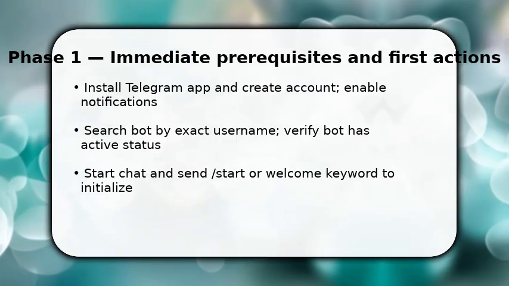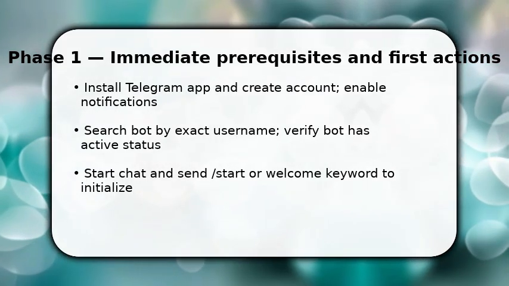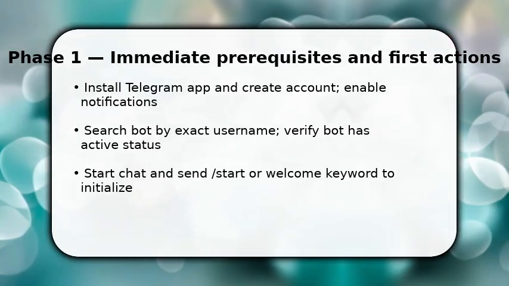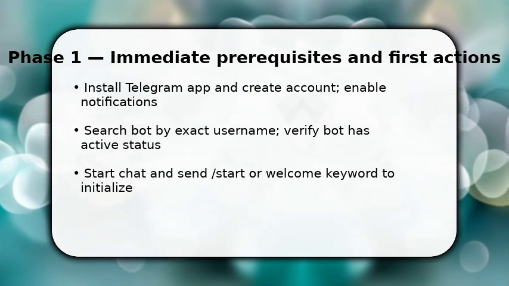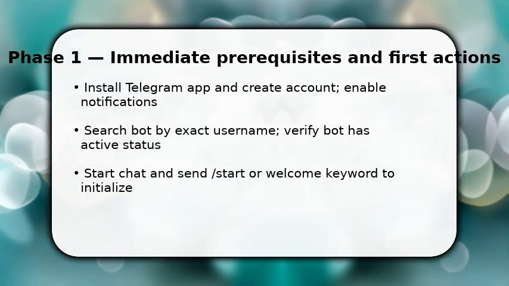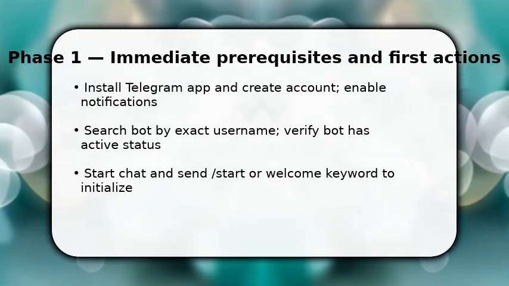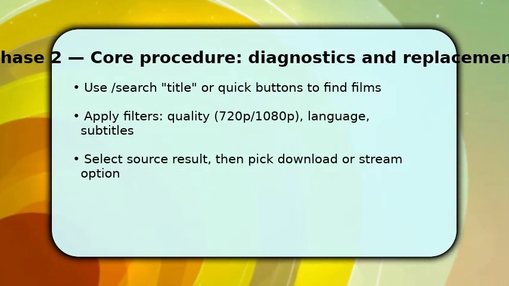Make sure to allow media permissions when prompted, because the bot needs to send files and links to you. From here, you're ready to request content. Once registered, you perform searches with /search followed by the movie title or tap quick buttons. This is faster when the bot offers suggestions.